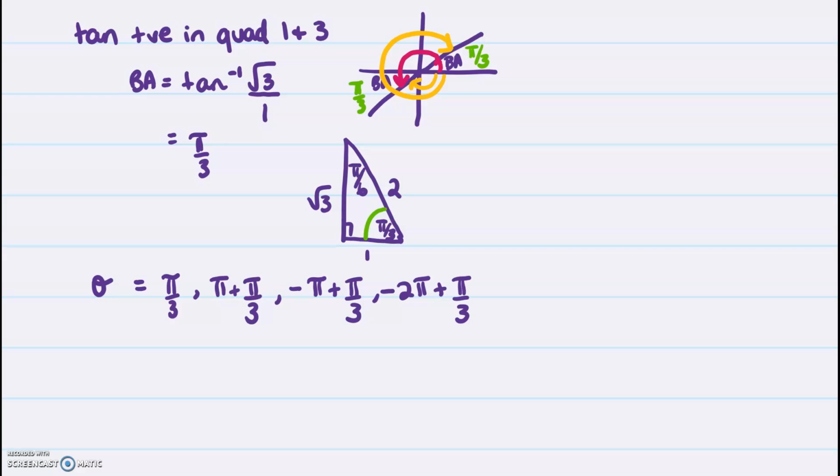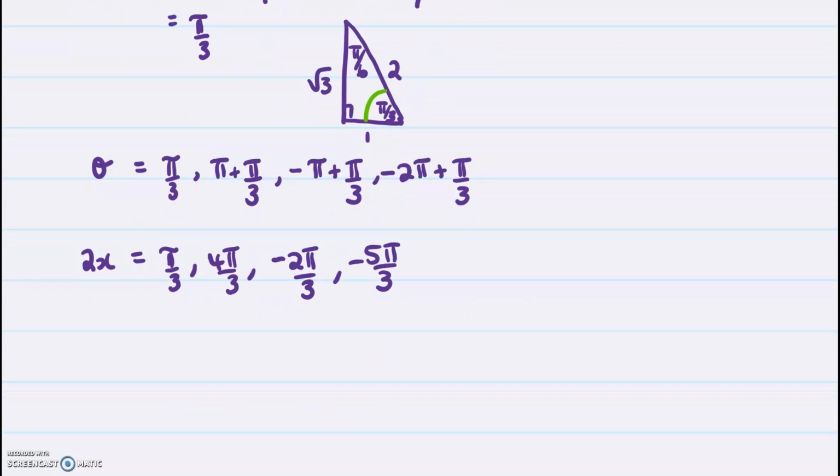I'm going to replace theta with 2x, which is what it was originally. Simplify the right hand side. 1 and 1/3 is 4/3. Negative 1 plus 1/3 is negative 2 pi on 3. And negative 2 plus 1/3 is negative 5 pi on 3.